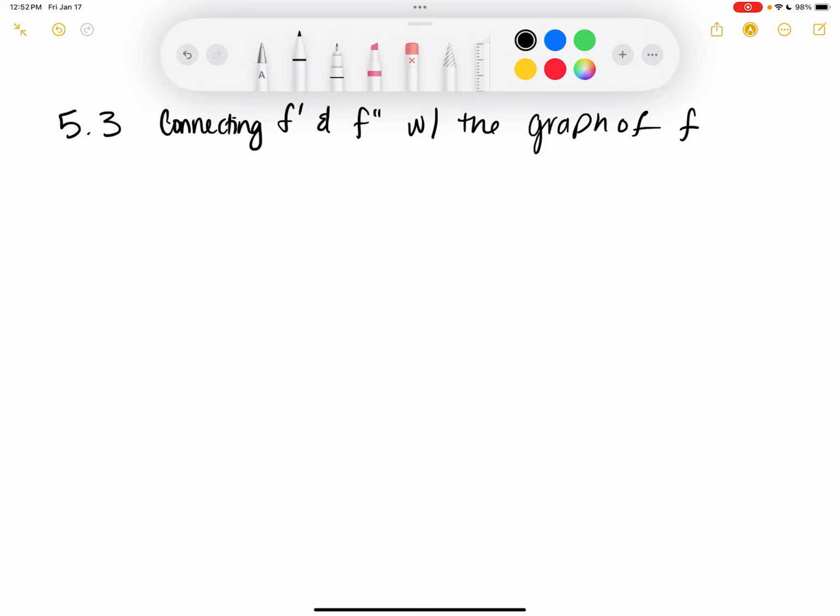So number 2. y equals negative 2x cubed plus 6x squared minus 3.